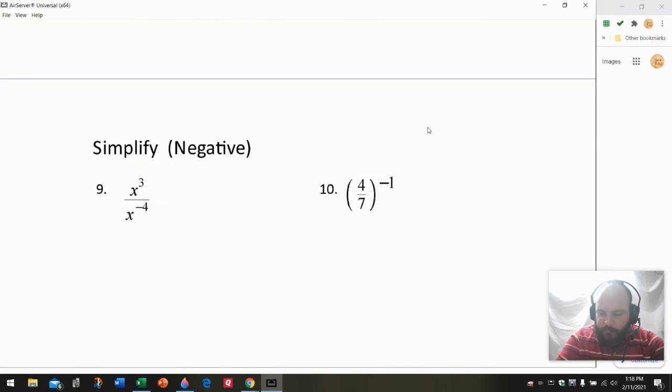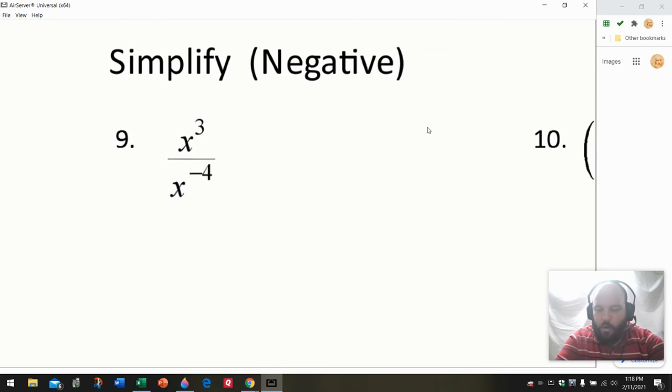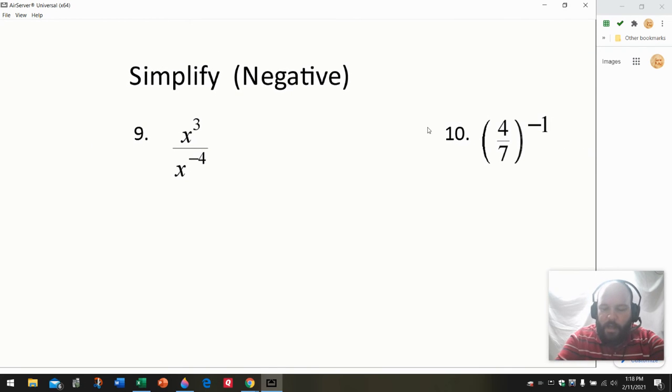Now I've got 4 more that I want to show you here. These are along the same lines as the last ones that we just did. However, it's a little bit more complicated because this x to the negative 4 is on the bottom. So there's 2 ways we could approach this. I'm actually going to show you both ways because it really is up to you as to which exponent rules you apply first and in which order, because they'll all work as long as you do them correctly.